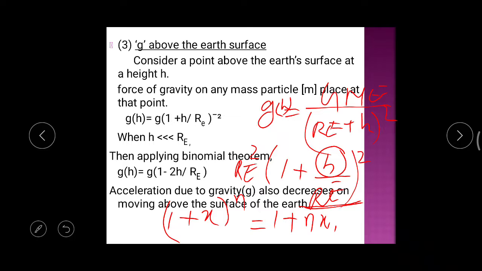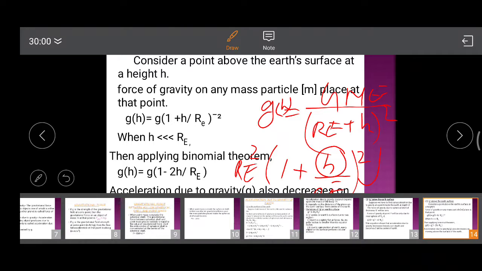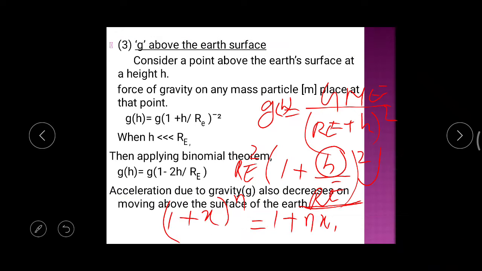This (R_E + h) square, or (1 + h by R_E) the whole square, is in the denominator portion. As you are taking this to the numerator portion, the power will become minus. So here the x value is h by R_E and the n value is minus 2. So this becomes 1 + (-2) into h by R_E, that is 1 minus 2h by R_E.